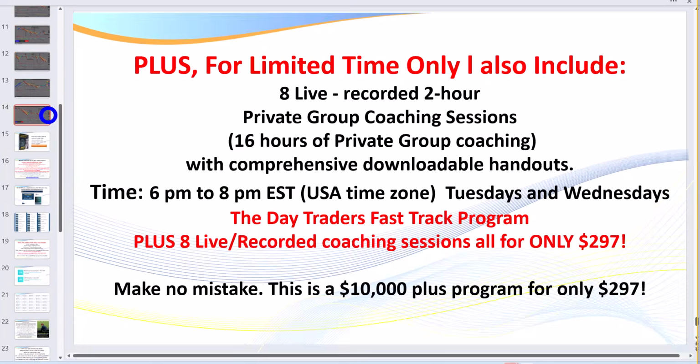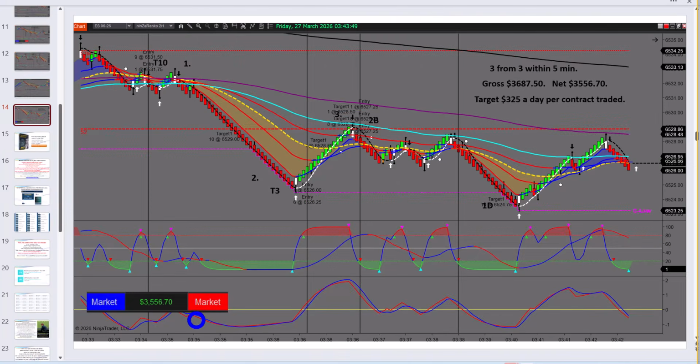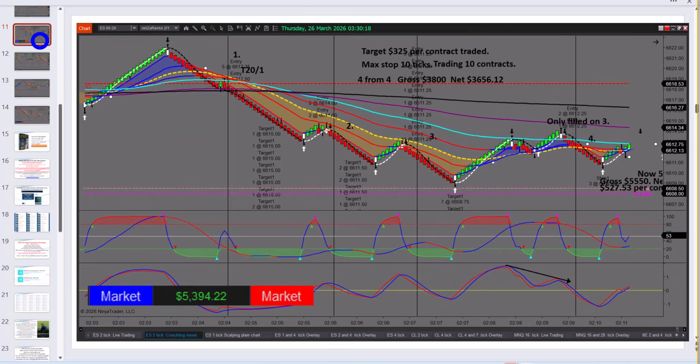But traders, this is not rocket science. Once you understand the exact setup, once you understand your entry, where to put your stops and where to exit, I give you the blueprint that you need to follow. Traders, you can do this. You really can, with the right training and giving yourself a wee bit of time. So come and join me.